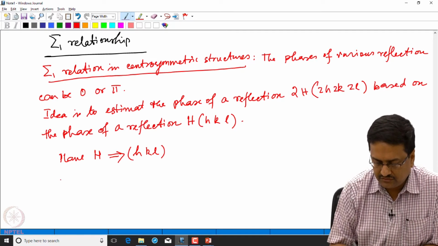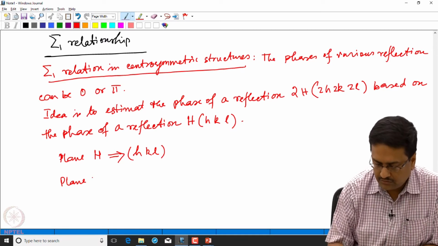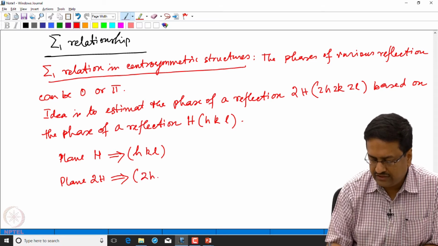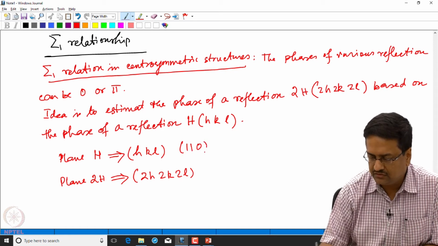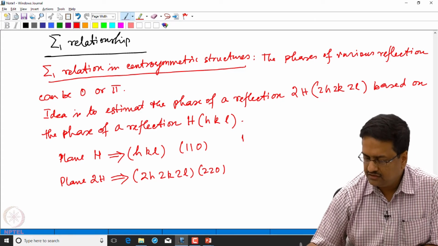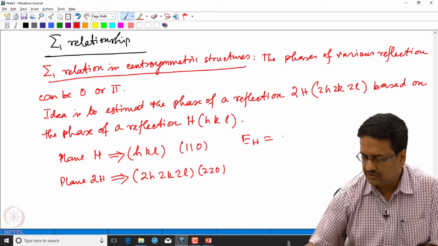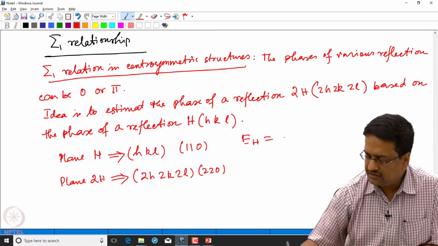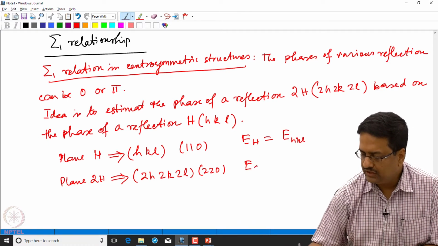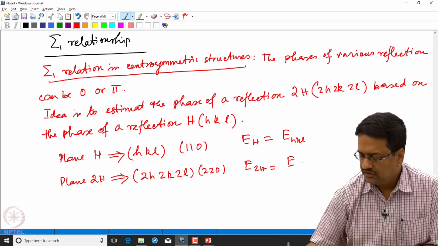When we write the plane 2H, we mean that the plane is 2h, 2k, 2l. For example, if it is 1 1 0, then it will be 2 2 0 and so on. So if we write EH, it is for the plane hkl. E2H is for 2h, 2k, 2l.